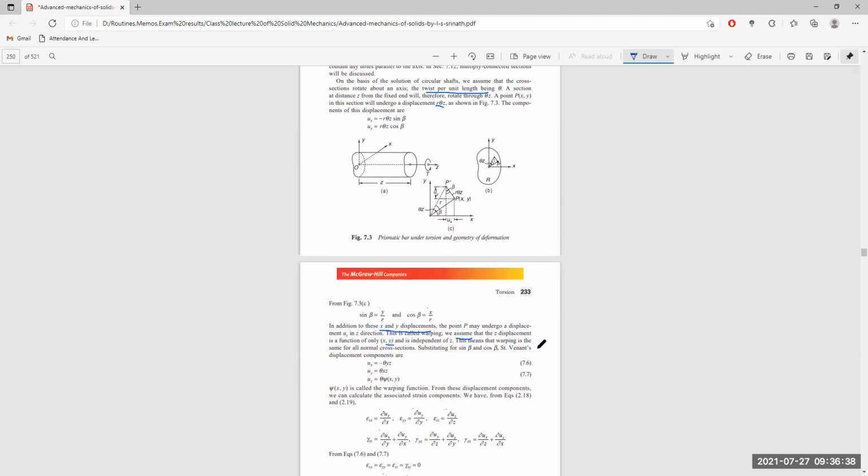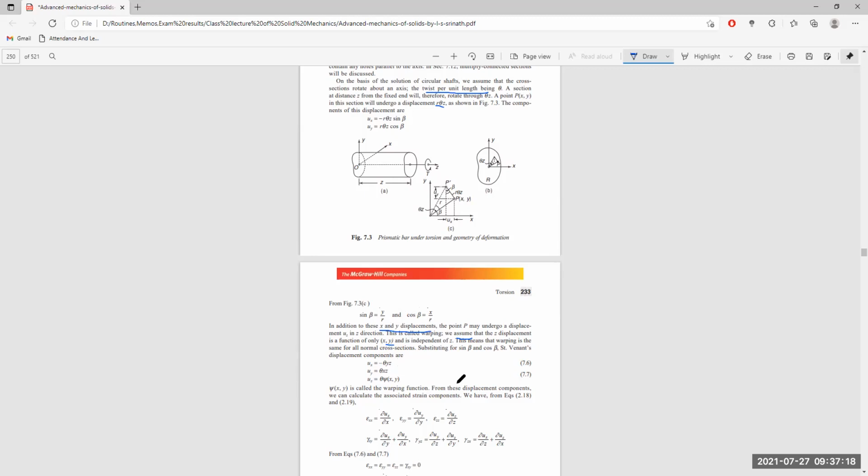Ux, according to Saint-Venant, the displacement components are given like this. They are replacing cos beta by x and sine beta by y. What is happening here? Y is given by r sine beta, and x is given by r cos beta. So the displacements are given by ux equals minus theta y z, uy equals theta x z, and uz is given by theta psi, a function of x and y itself. So psi(x,y) is called the warping function.